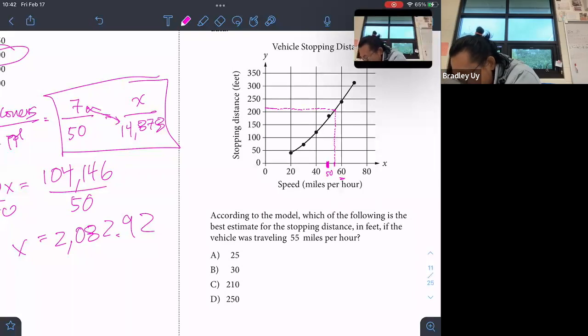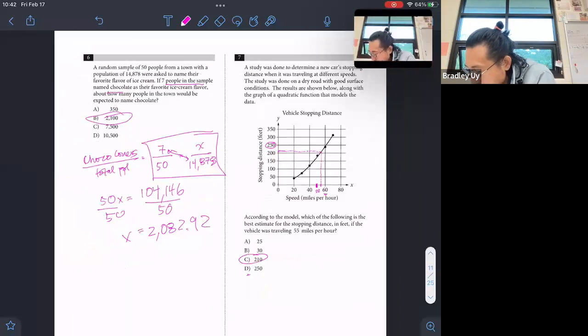Definitely, your eye might go to 250. But 250 is up here, guys. It's close, but it can't be 250. So it's got to be C, 210. That would be the stopping distance. Okay. Moving on.